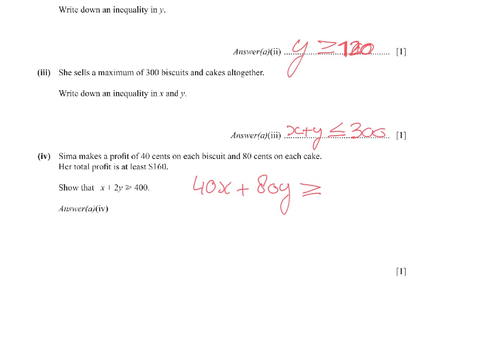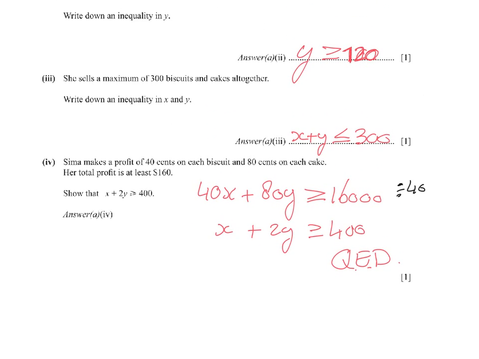But those are dollars, and these are cents. So let me just convert that into cents as well. $160 times 100, because a percentage is out of 100, so times by 100, is 16,000 cents. Now I have to simplify that, so I can take away that factor 40. So I'm going to divide it by 40. So I get x plus 2y, since 80 divided by 40 is 2, bigger or equal to 16,000 divided by 40, which indeed is 400. And you could then write down QED. Perhaps you want to Google what that means, and then let us know. This question continues on the next page, so I'm going to see you there.